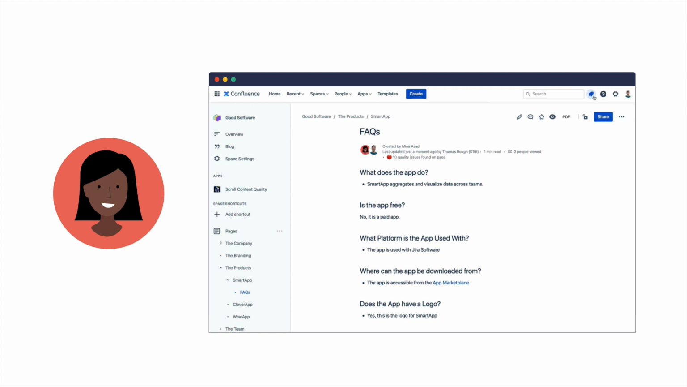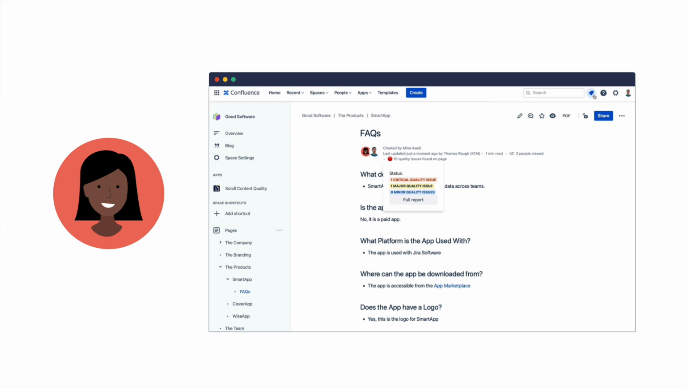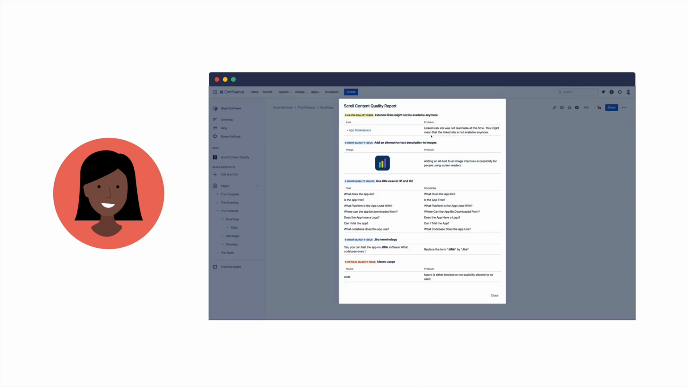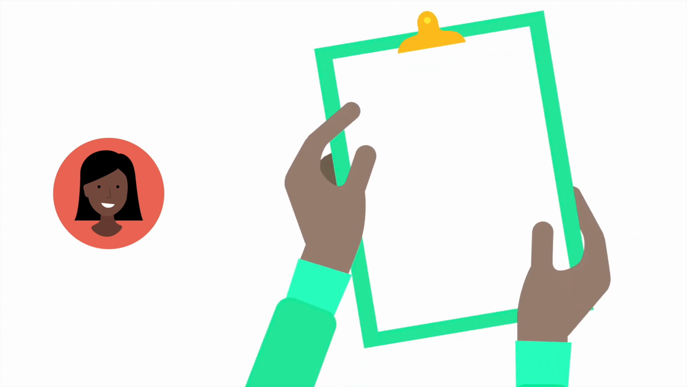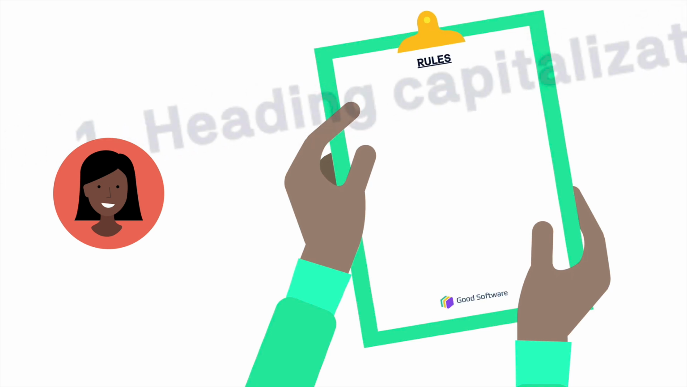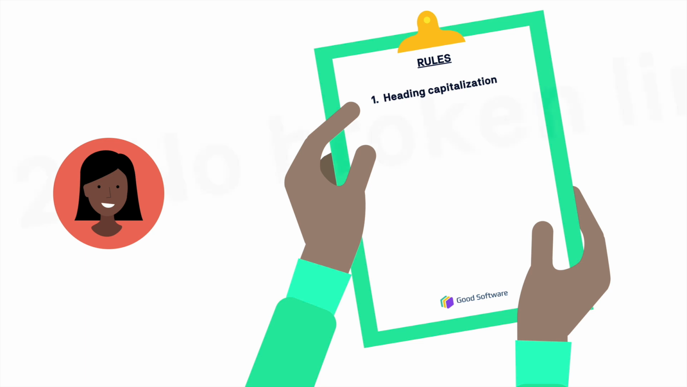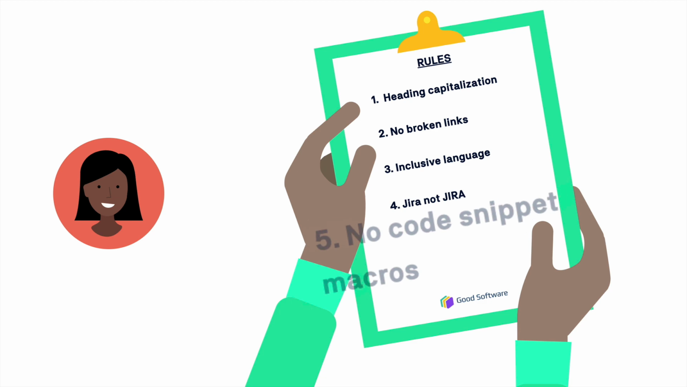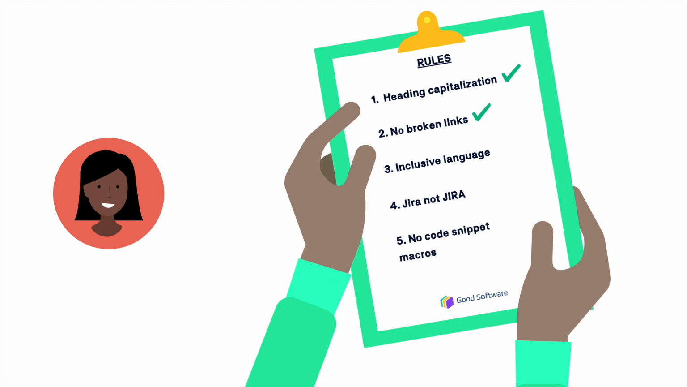Using the app, she can easily check over the documentation and immediately get an indication of any potential issues on the page, alongside a full report outlining any mistakes or inconsistencies that need to be corrected. For all of her contributors in Confluence Cloud, she has defined a collection of writing conventions within Scroll Content Quality for Confluence that she encourages her team to follow. This includes ensuring heading text uses a capitalization case, keeping URLs up to date, using inclusive language when authoring content, keeping a unified approach for certain terms, and not using some specific macros.